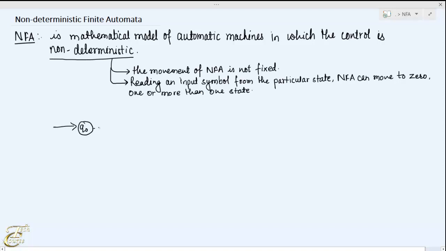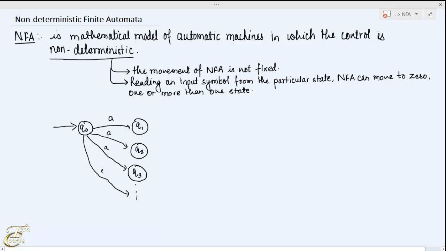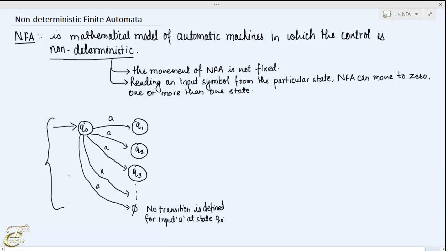Reading an input symbol A from Q0 state may lead to the state Q1 or may lead to the state Q2 or may lead to the state Q3 or lead to some other state, and also may not lead to any state, so phi. That is, no transition or movement is defined for input A at state Q0. So there are too many alternatives in the case of NFA.